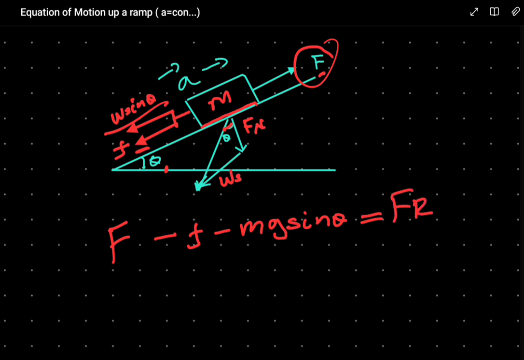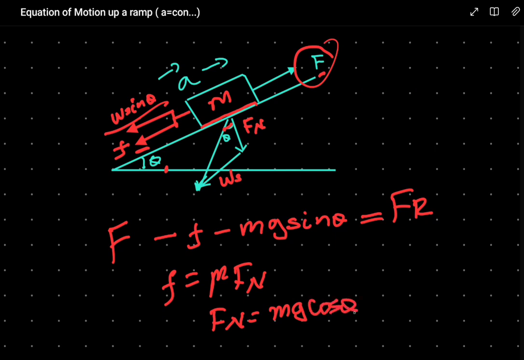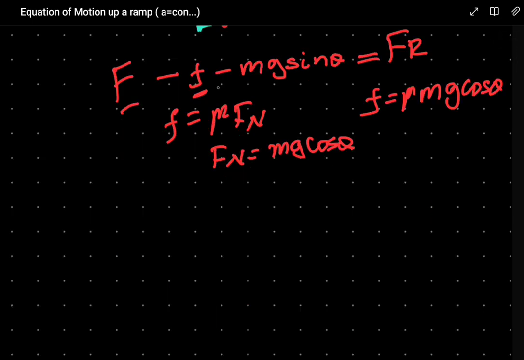But we know the frictional force is defined as the coefficient of friction times the normal force, and for the ramp, the normal force is the weight, mg, times the cosine of the inclination. So the friction is the coefficient of friction times mass times gravity times cosine of the angle theta. So the force applied minus friction minus mg sine theta is equal to the resultant force.